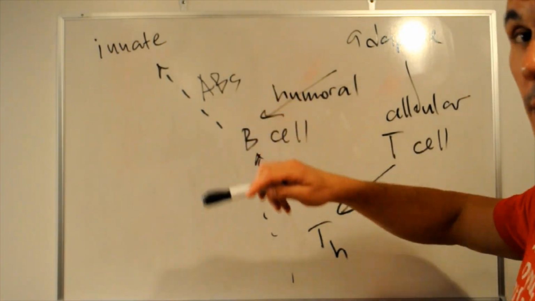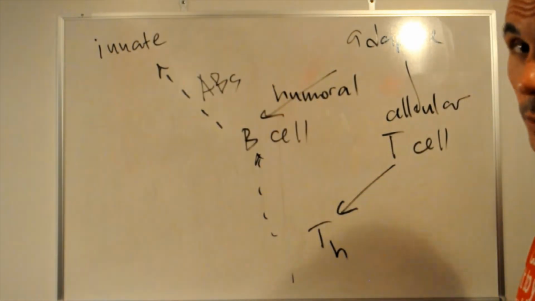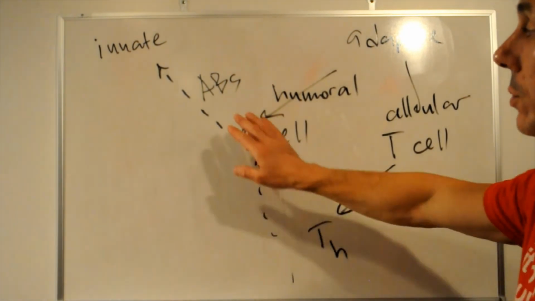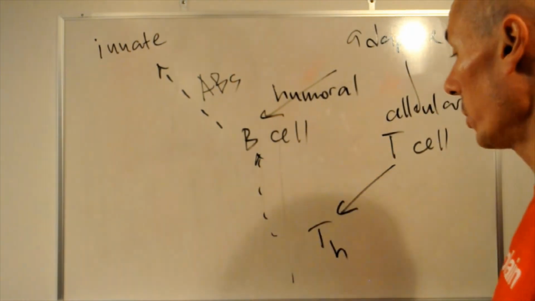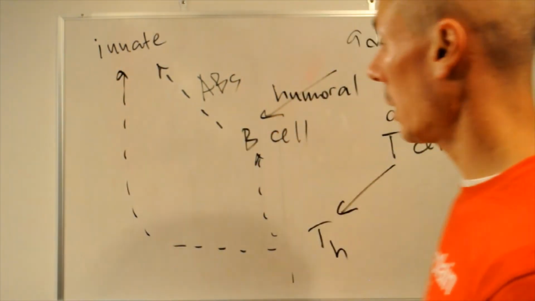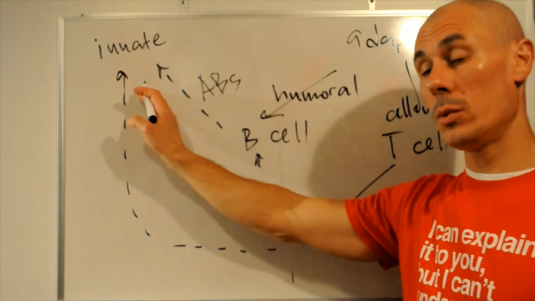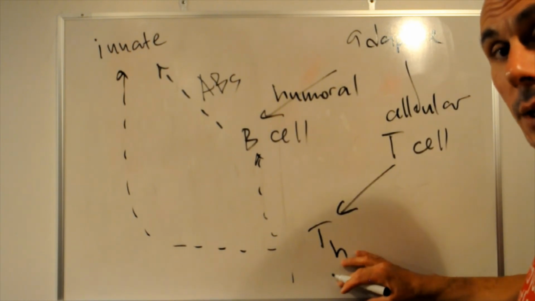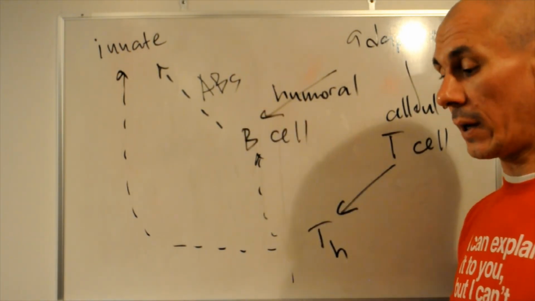Not only can these antibodies increase phagocytic activity, remember, they can also activate complement. So there's more than one link between the B cells and the innate response. And of course, T helper cells can also provide the link between the adaptive and the innate immunity, because remember, T helper cells are necessary for the stimulation of proper phagocytic activity.